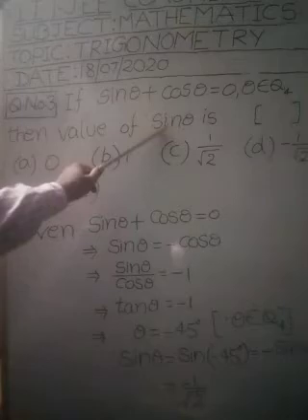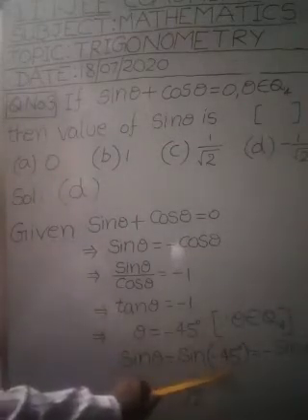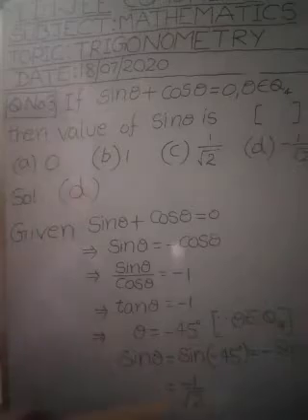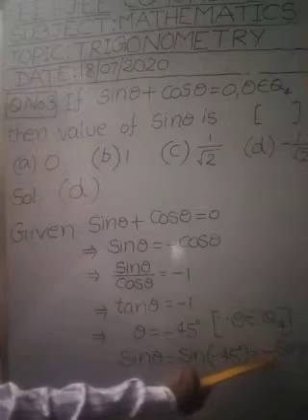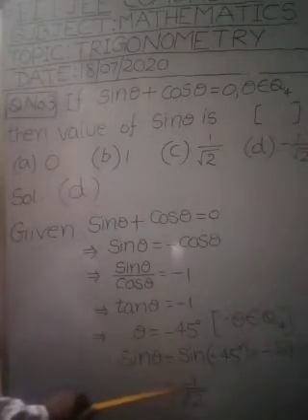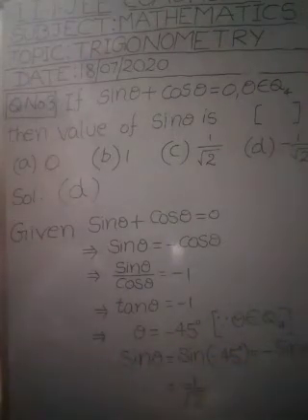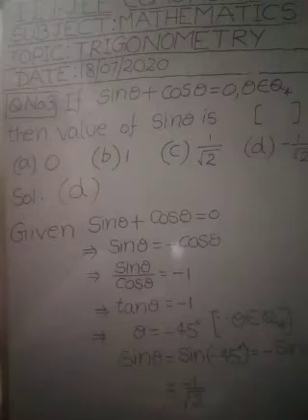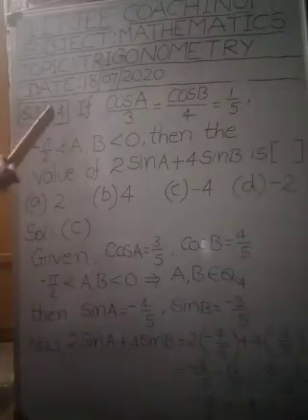Then we have to find sin theta. Therefore, sin theta is equal to sin of minus 45 degrees. Sin of minus theta, what is the sin of minus theta value? Minus sin theta. So minus sin 45 degrees, that is equal to minus 1 by root 2. Sin 45 degrees value is 1 by root 2. Understood, my dear children? Now come to the next question, that is the fourth question.